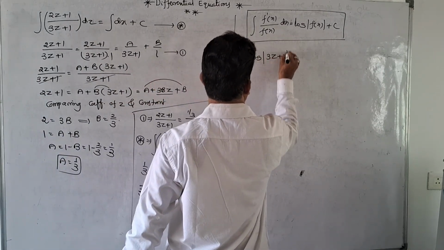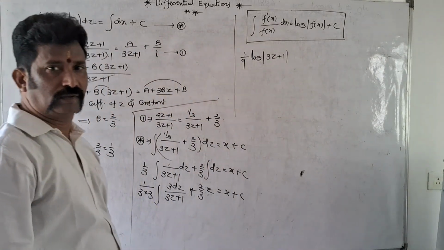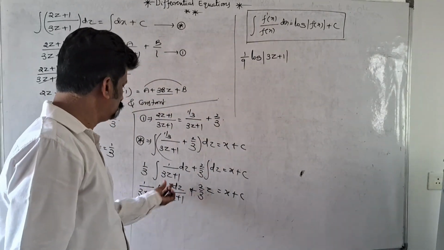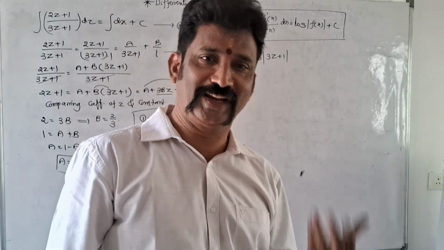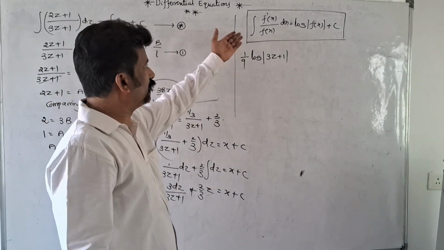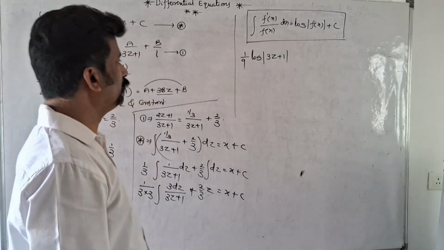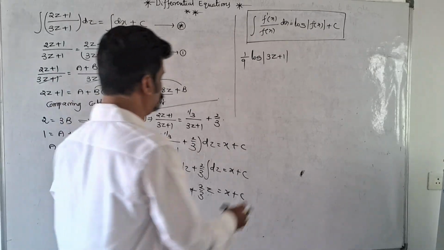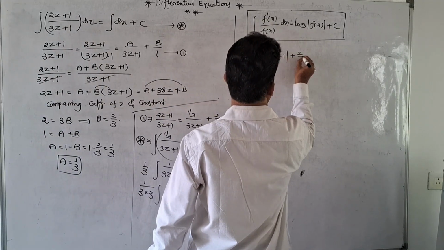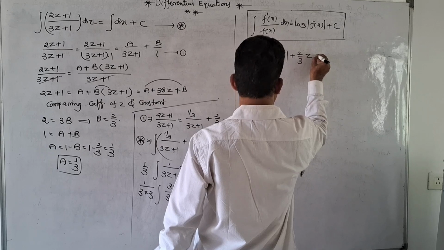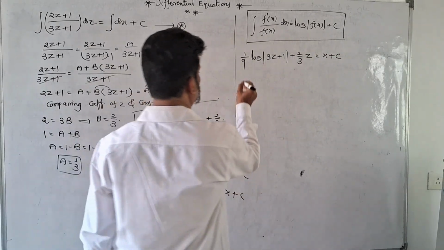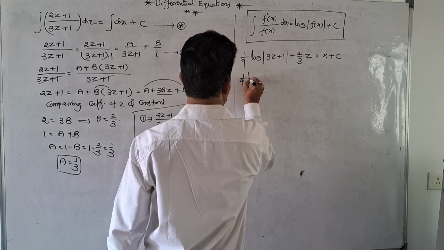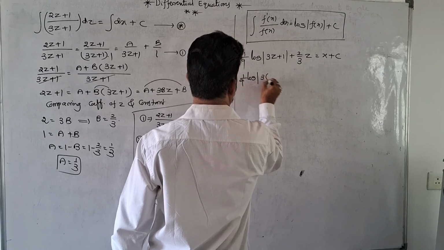So if it is any critical, 3z + 1 is equal to t. We get the answer. Right? It is very convenient. Right? 1/9 into log of modulus of 3z + 1 plus 2/3 into z is equal to x + c. Right. So this is equal to 1/9 into log of modulus of 3 into, eliminating z.